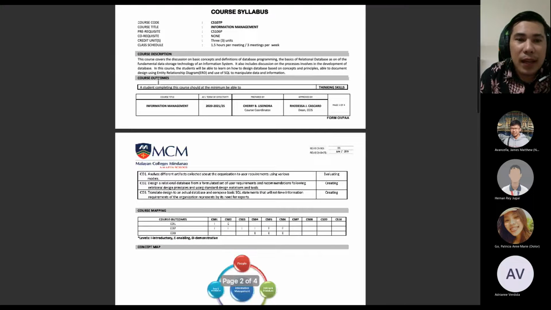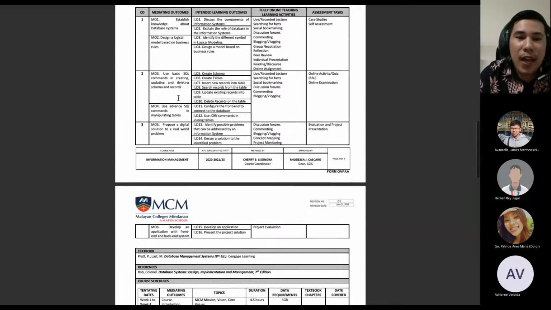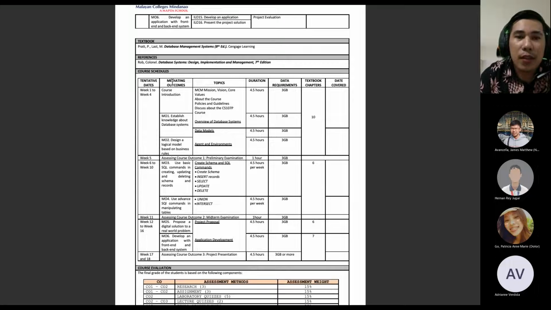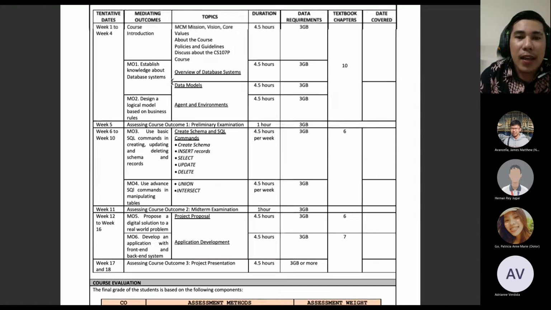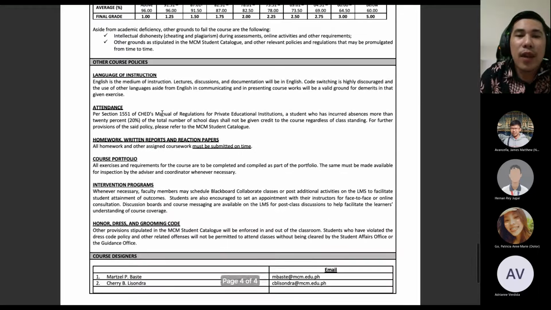So again, we are still in the online mode, and I would just like to inform everyone that we are still going to have three modules. You already have an idea of how the modules work. Per module has 3 weeks, so module 1, 2, and 3.